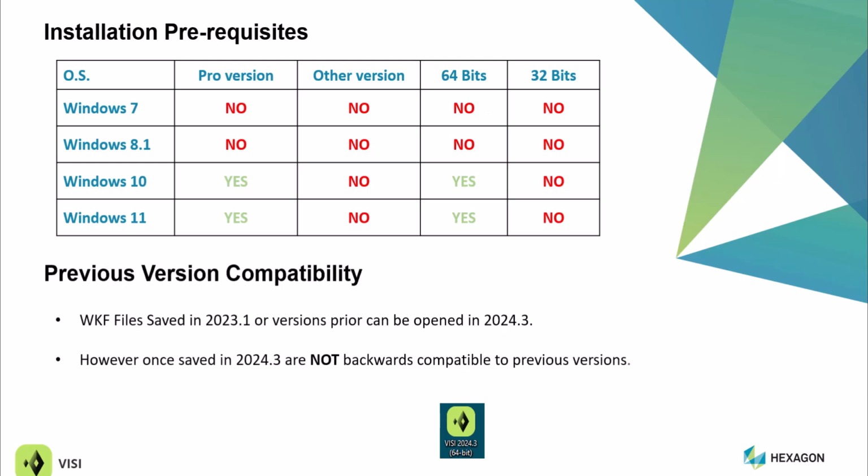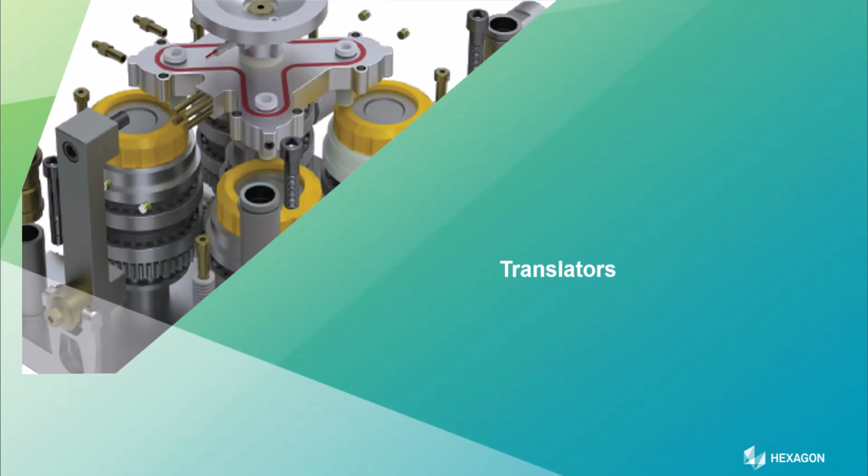So note, as with previous versions that we've talked about before, files that are saved in 2023 can be brought back to VISI 2024.3. However, if you save a file out in 2024.3, it is not backwards compatible because of Parasolid versions.